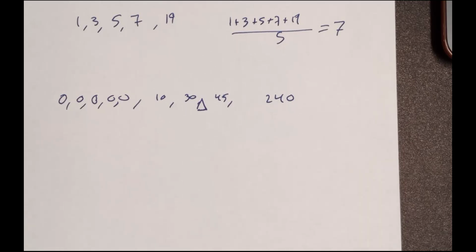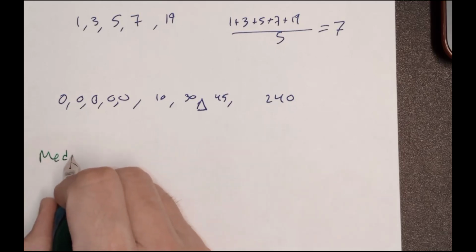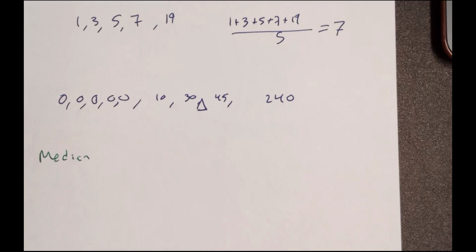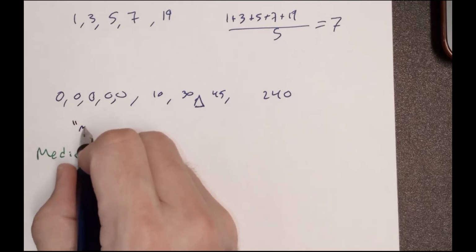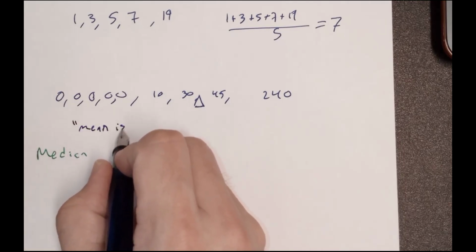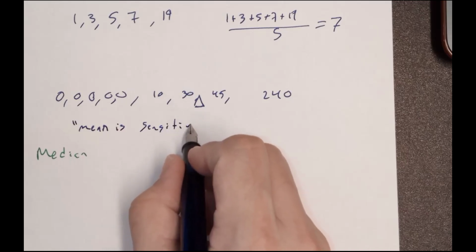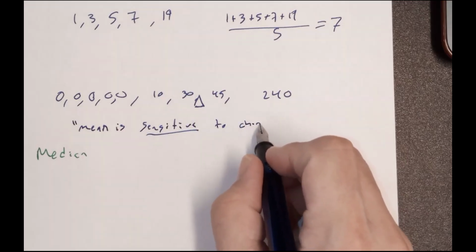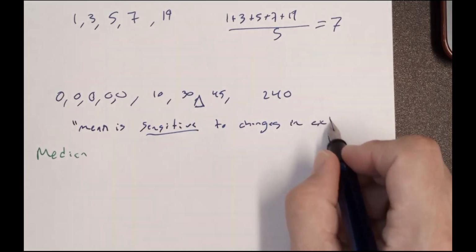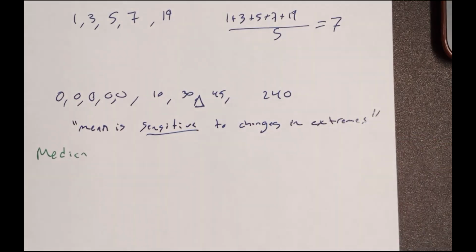So, Jason, you gave me another word. You gave me median. What is a median? Oh, wait. Hey, stop. Hang on. I need to write that remark down. Mean is sensitive to changes in extreme values. Make changes way out on the numbers, screws everything up.